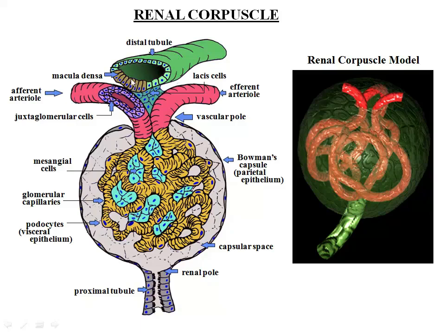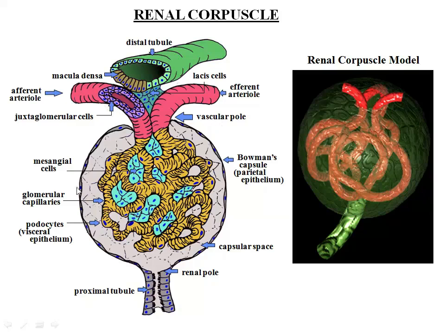Because of these connections, this macula densa forms. We'll see the specialized function of this macula densa in the next few slides. Then the cell types in the junction of these two arterioles and one tubule are the lacis cells, specialized cells formed there. And the area of the arterioles which comes in contact with this distal tubule wall, those cells are called the juxtaglomerular cells.